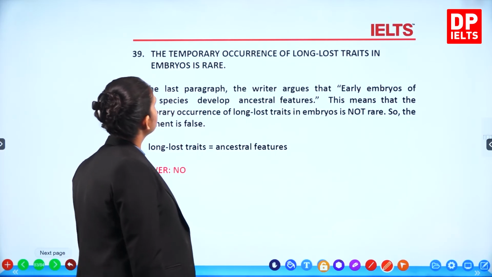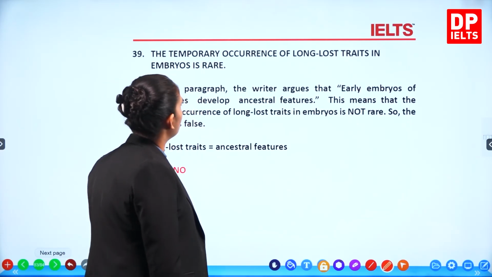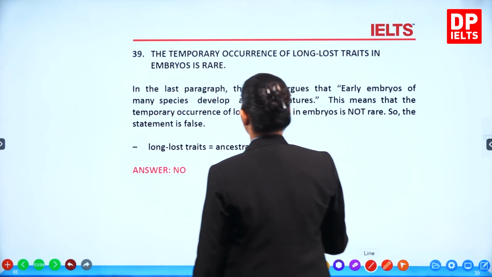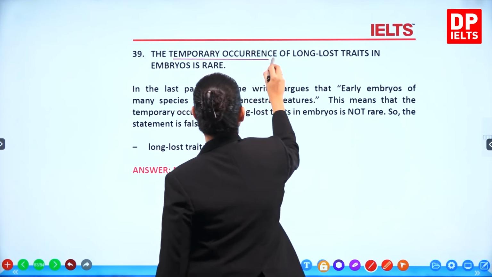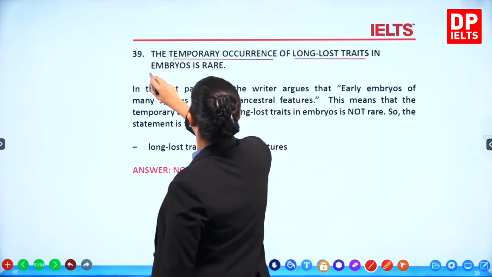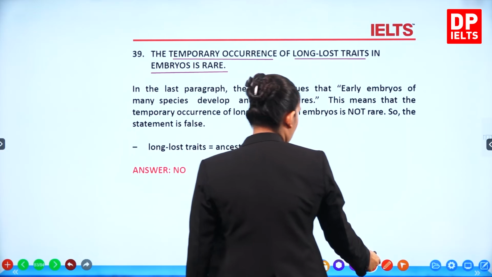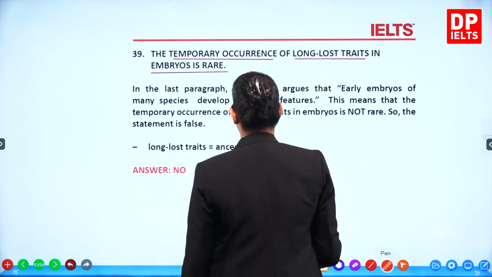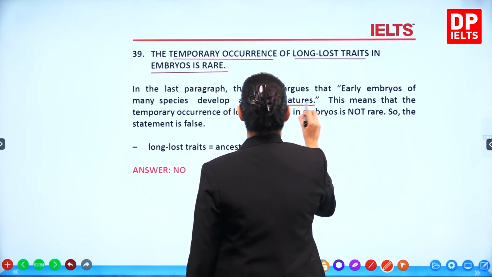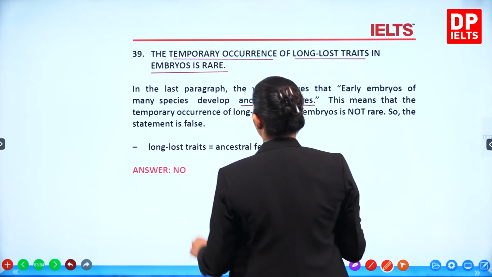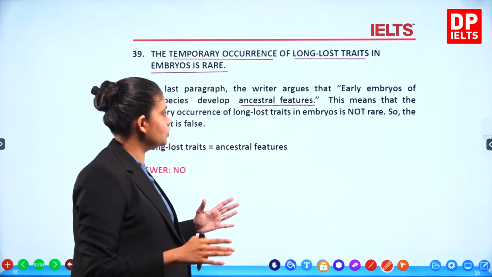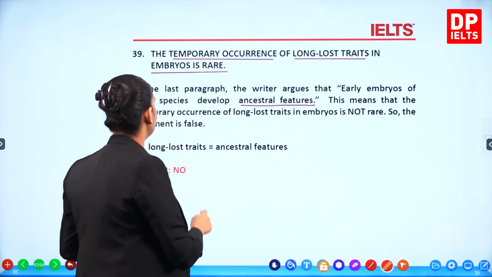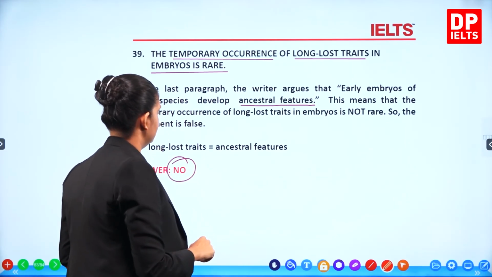39. The temporary occurrence of long lost traits in embryos is rare. Okay. So let's have a look at it. The temporary occurrence of long lost traits in embryos is rare. Go to the last paragraph. Early embryos of many species develop ancestral features. This means that the temporary occurrence of long lost traits in embryos is not rare. It's there, right? So therefore, the statement is false.